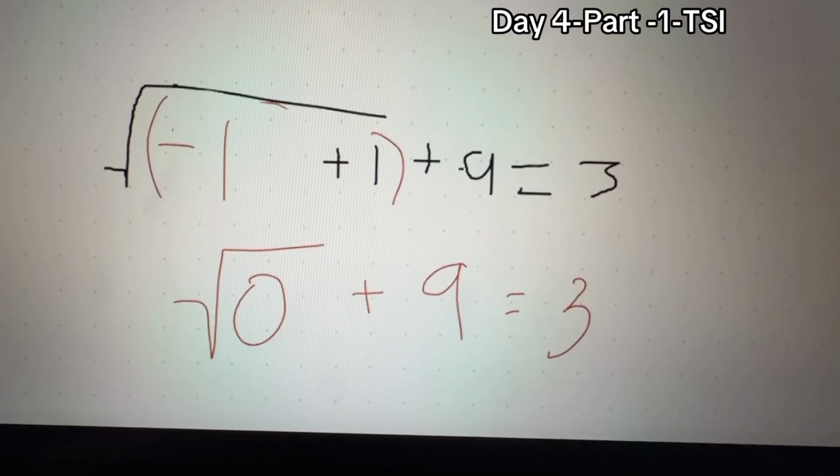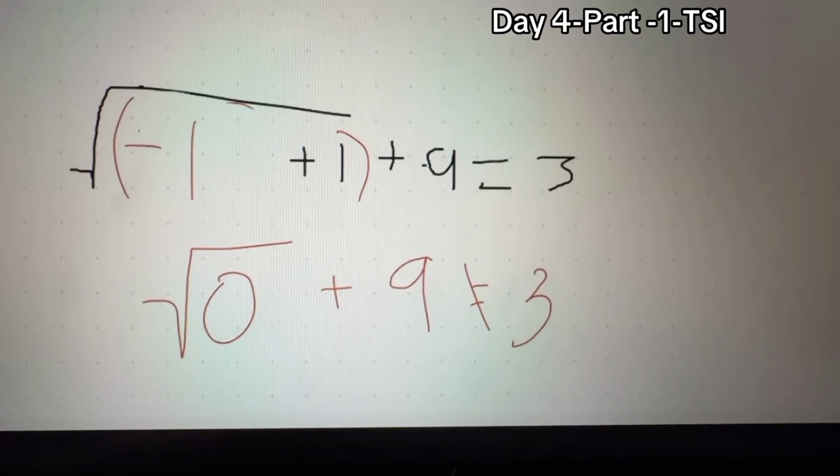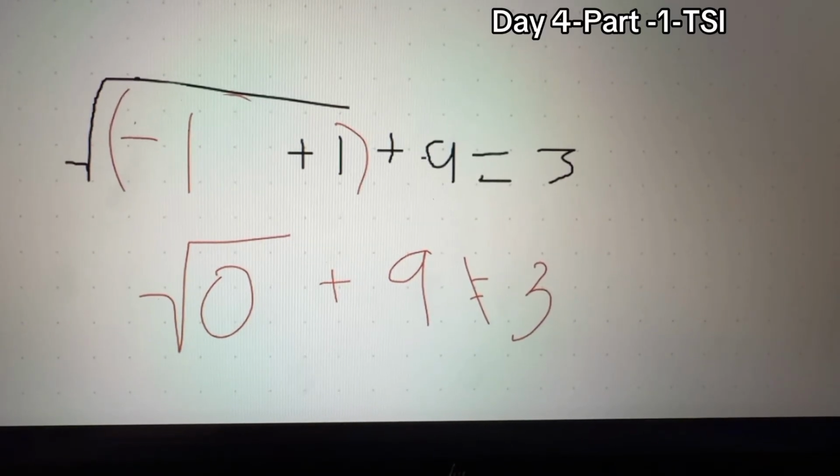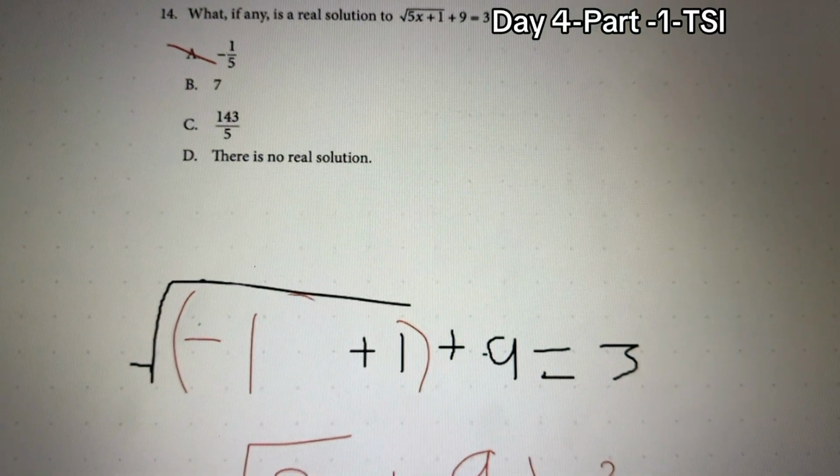So we've got 0 plus 9. Does 0 plus 9 equal 3? Choice A is gone. Does that make sense? Okay, good. Let's do the same thing with answer choice B.